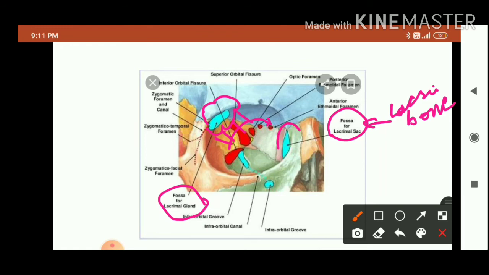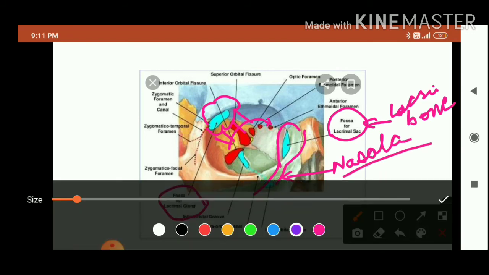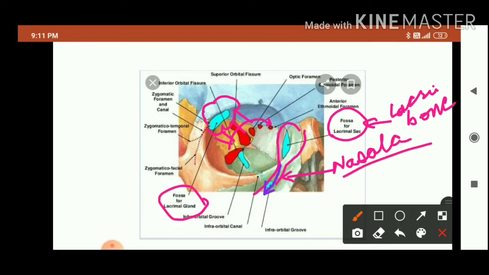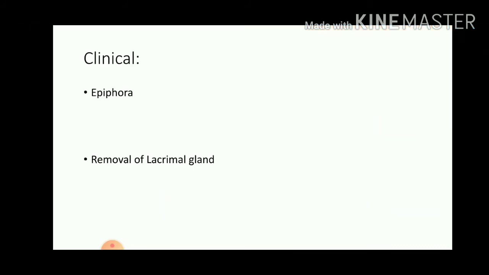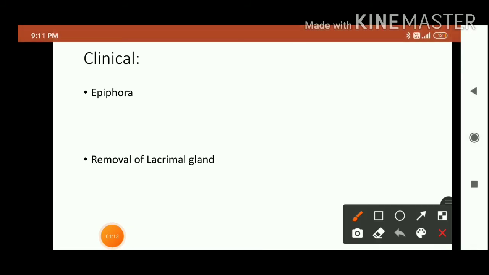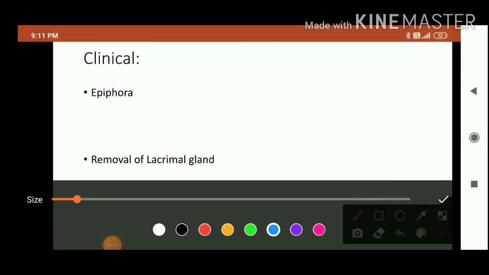And then here you are having the lacrimal sac, and from the lacrimal sac you are having the nasolacrimal duct. This nasolacrimal duct moves downward, backward and laterally. Finally, it opens into the inferior meatus of the nose. Yes, and the inferior meatus of the nose is present below the inferior concha of the ethmoid bone. Okay. Finally, we are going to end this topic with the help of some clinicals.